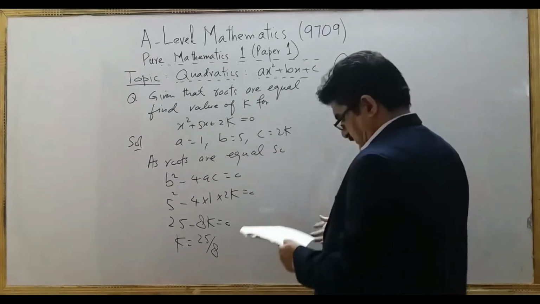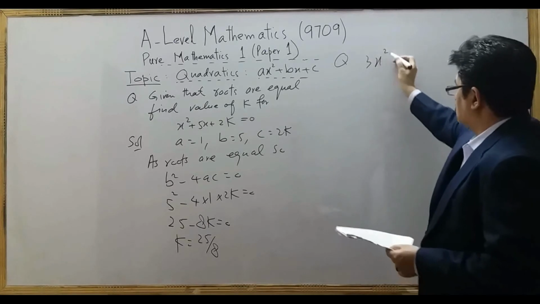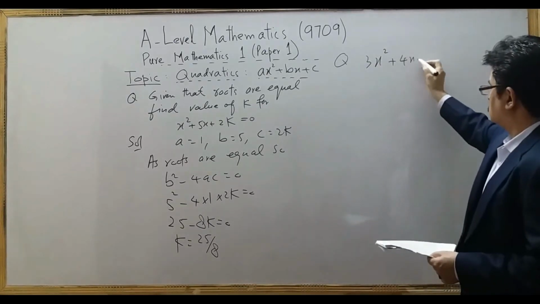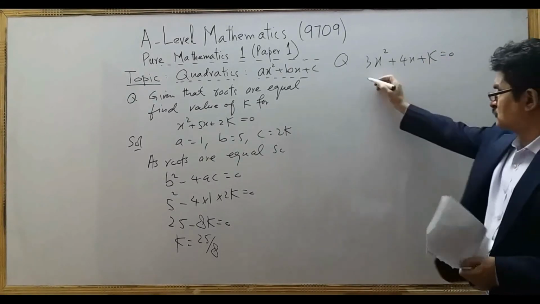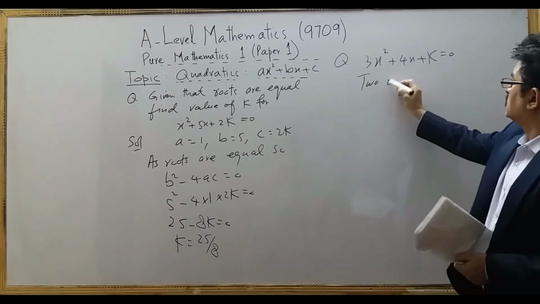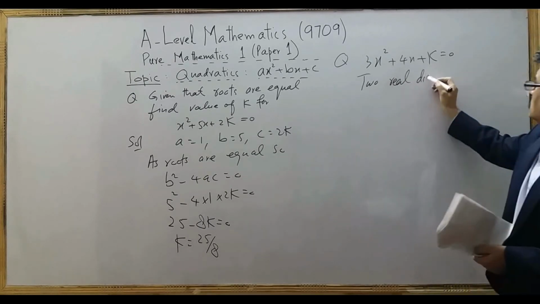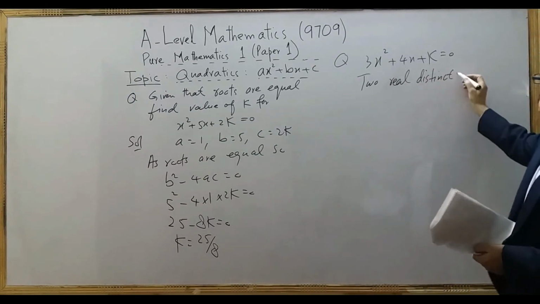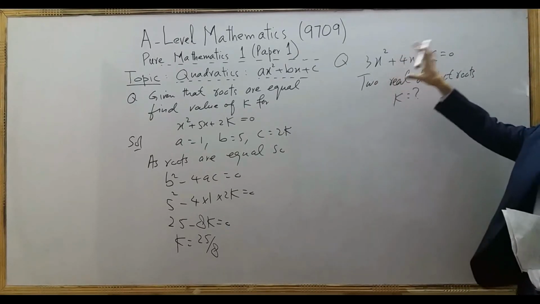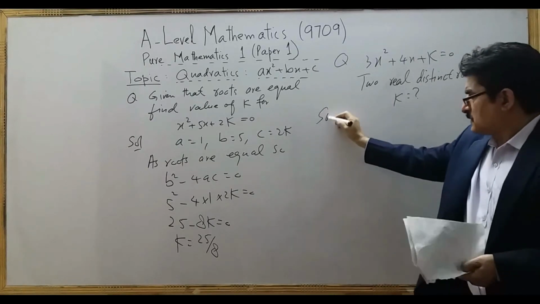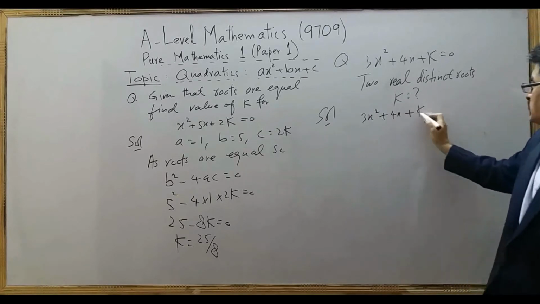Similarly, we have another question in which we are given a quadratic equation, 3x square plus 4x plus k. You are told that it has two real distinct roots. Find the value of k. I have not written the whole statement, but you can understand it. Now the solution: first see that your quadratic equation must be in standard form.